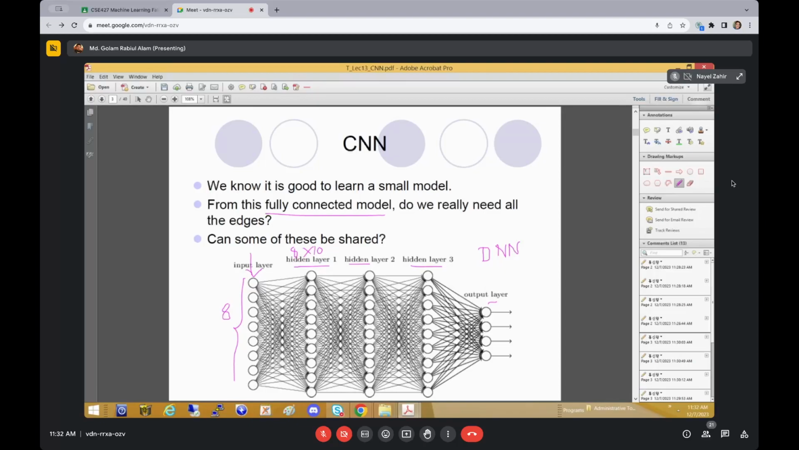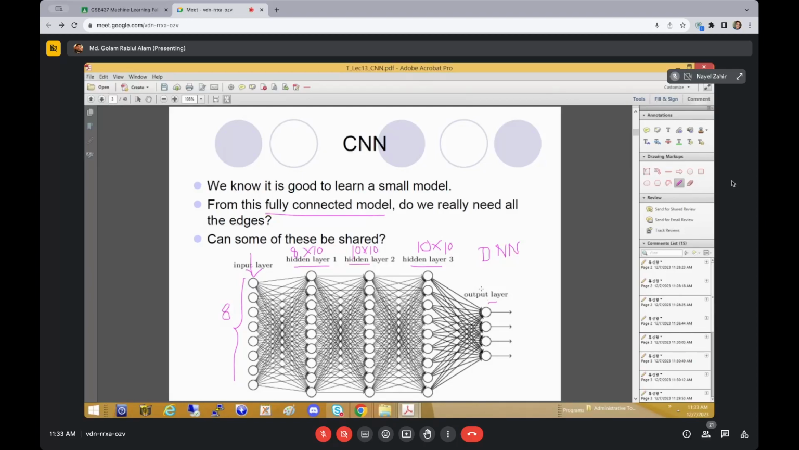80 connections means for each and every connection, we have to consider the weights. So that means a total of 80 weights here. And then again, from this layer, that is 10 neurons, here is also 10 neurons. So that means 10 times 10, this many connections we have. And here again 10 times 10, this many connections we have in layer 3.